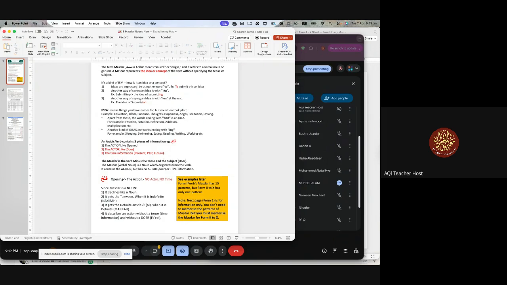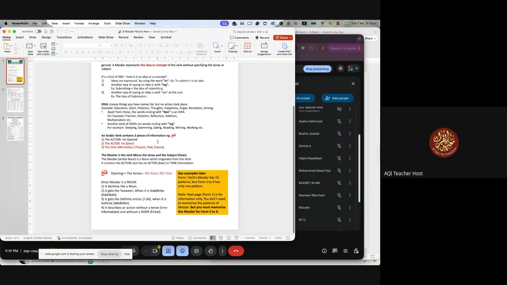Bismillahirrahmanirrahim. Who can tell me what does Masdar mean? Please. Can you tell me? Someone come forward, even say wrong thing, no problem. Yes, Ustad. Yes, Shamila.